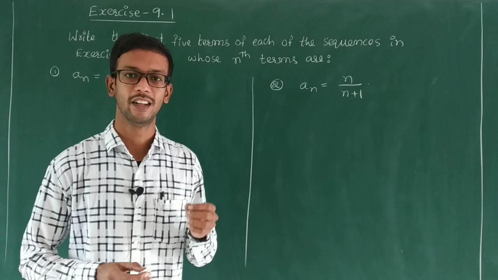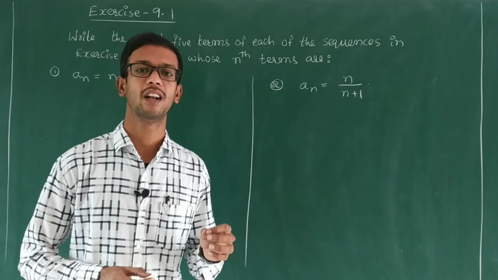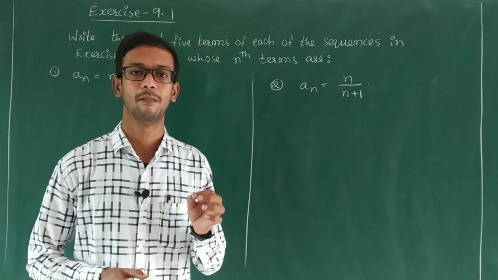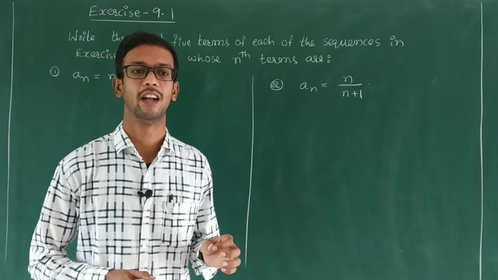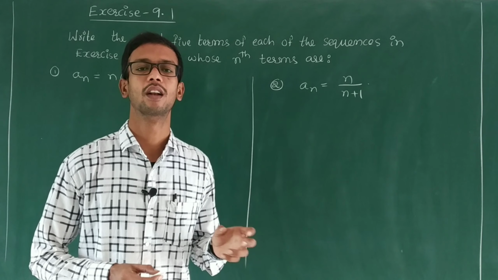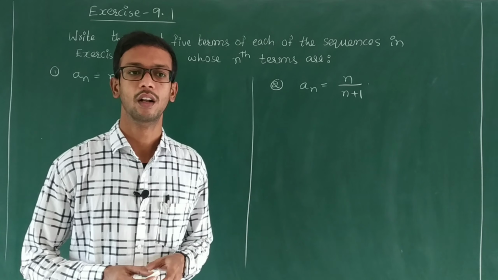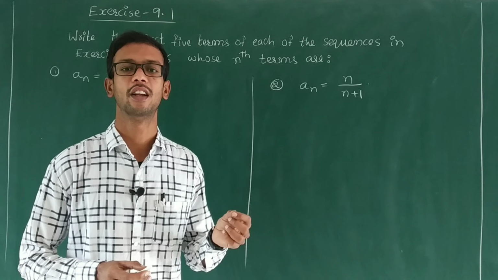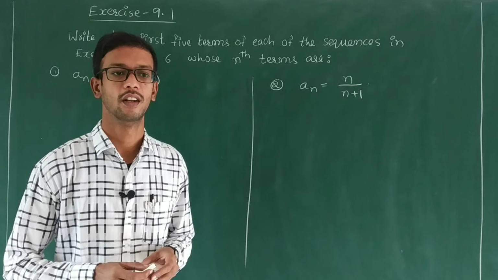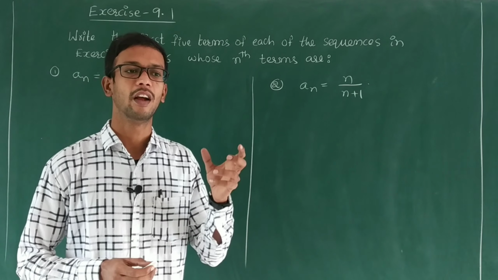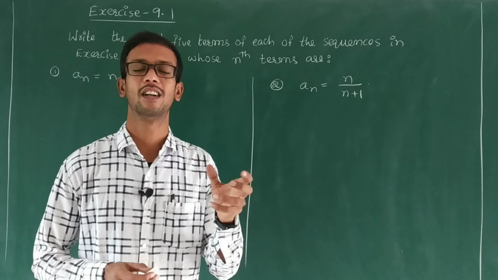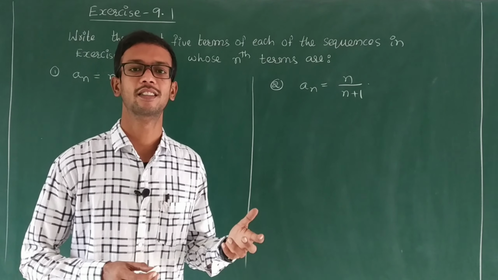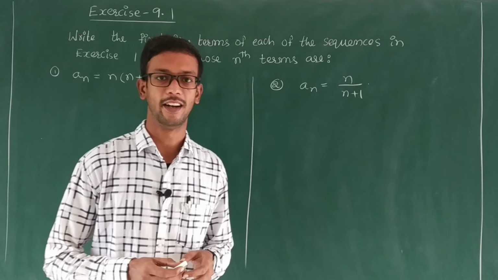Sequence. A sequence is an arrangement of numbers in certain pattern, certain rule, otherwise mathematical rule, mathematical pattern. That is called a sequence. And sequences are two types, finite sequence, infinite sequence. Finite sequence is nothing but finite numbers is there in sequence, that sequence is called finite sequence. If it is not a finite sequence, it is an infinite sequence.